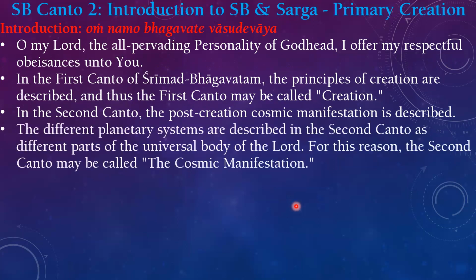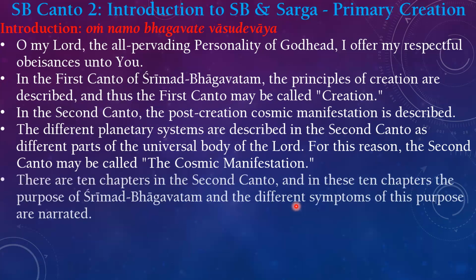The different planetary systems are described in the second canto as different parts of the universal body of the Lord. For this reason, the second canto may be called the cosmic manifestation. Close the hard binding. You see what is the title given to the second canto? Cosmic manifestation.